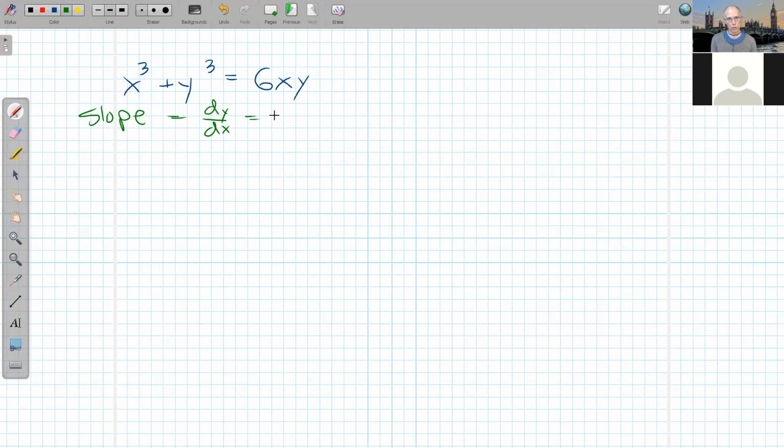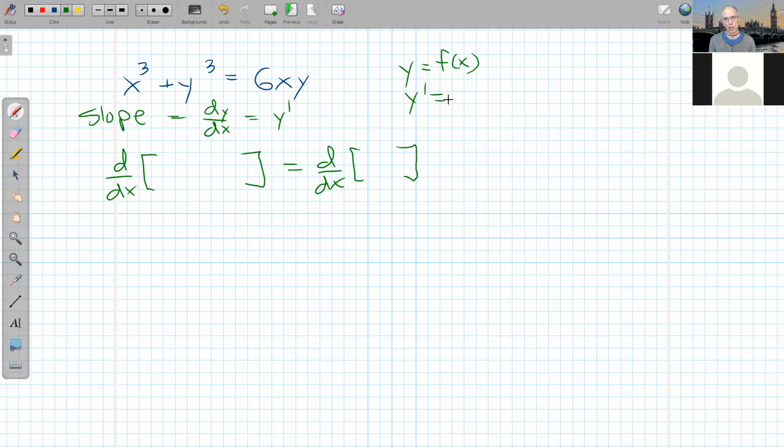dy/dx is what we also call y prime. And so that means I need to differentiate. So I need to take the derivative with respect to x of this right side, and I need to take the derivative with respect to x of the left side. And implicit differentiation says we can do that as long as we realize that y is a function of x, and that sometimes we need to find y prime also, which is going to involve the chain rule.